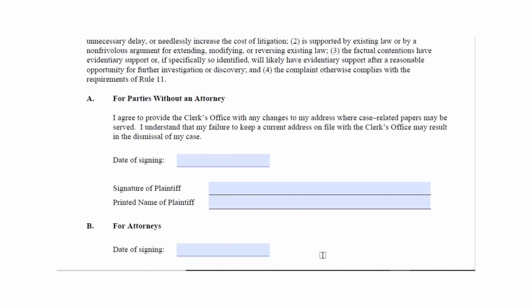So what I like about this is that it's designed specifically for the pro se litigant, and it entails all of the elements required to allege in the complaint. So it's very difficult to miss it, right? So as a pro se litigant, use this.